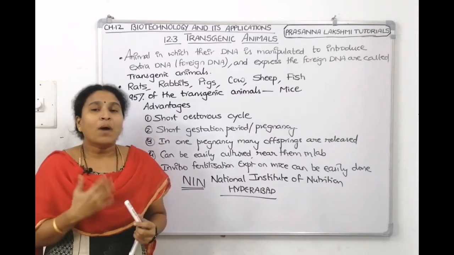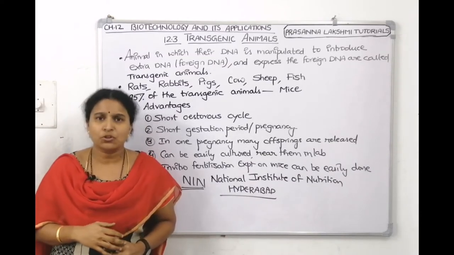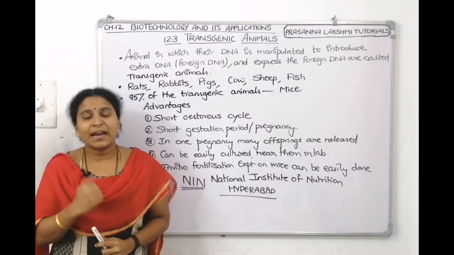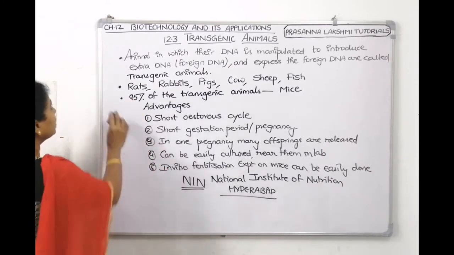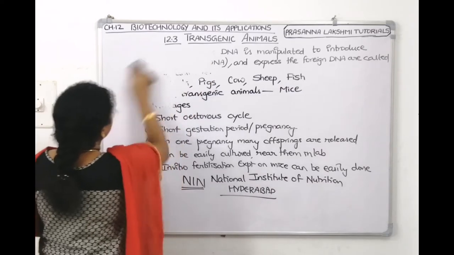Understood? Now, why are the transgenic animals being manufactured? What are the uses? We should know, no? Shall we see? NCERT has given 5 points. What are the advantages of using transgenic animals? So can we go with the advantages of producing transgenic animals?